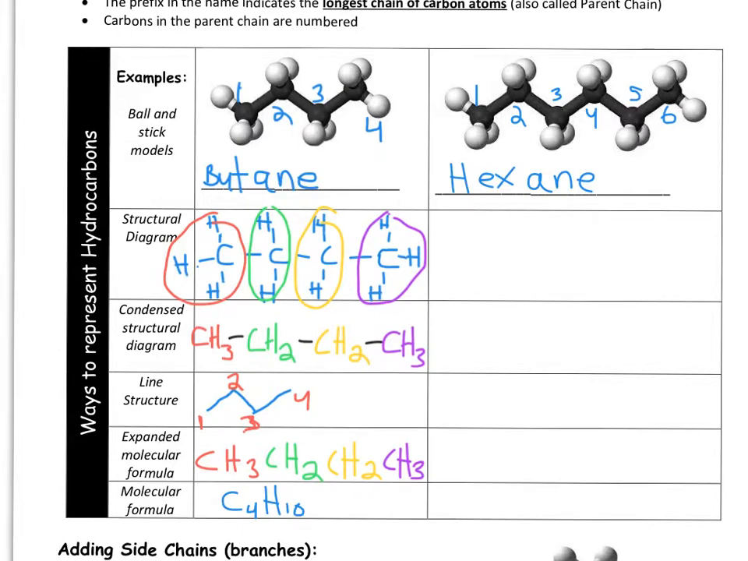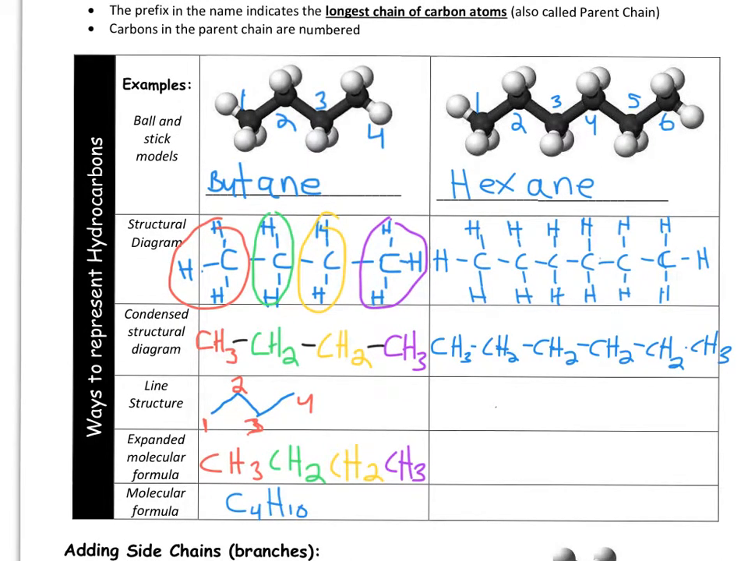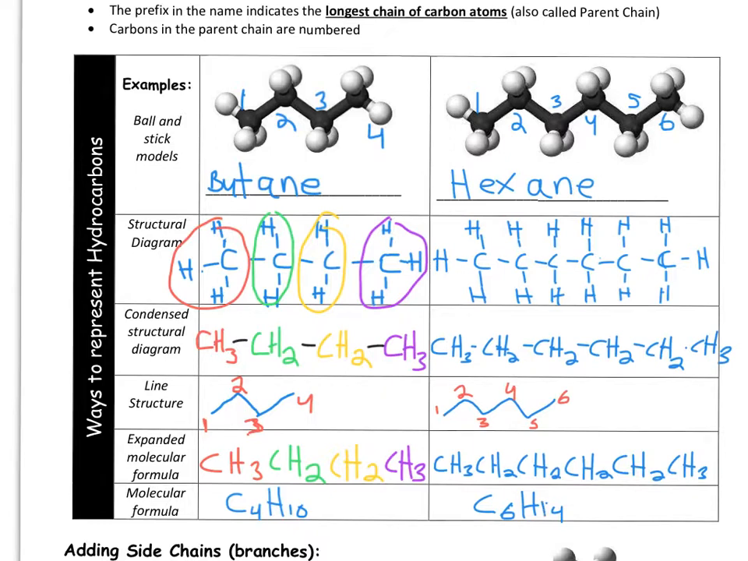Our structural diagram will look like this. If we condense that, we'll get a condensed structural diagram that looks like this. Your line structure, again, just remembering that every point is a carbon. So 1, 2, 3, 4, 5, 6. Our expanded molecular formula and our molecular formula, C6H14. So these alkanes are a very basic hydrocarbon.